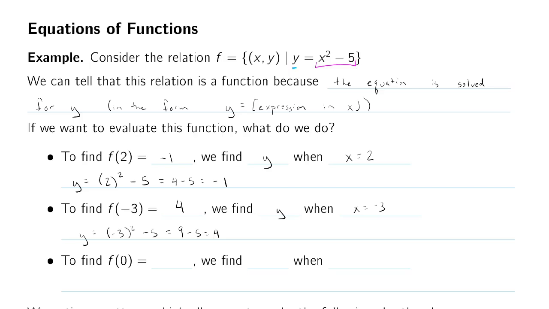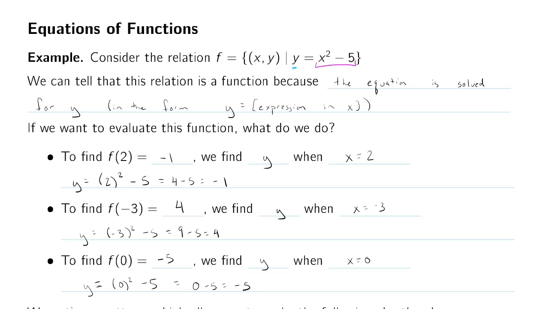What about f of 0? Again, we want to find y when x is 0. Plugging in, y equals 0 squared minus 5. And again, we know how to do that arithmetic. 0 minus 5 is negative 5. When x is 0, y is negative 5. So f of 0 is negative 5.